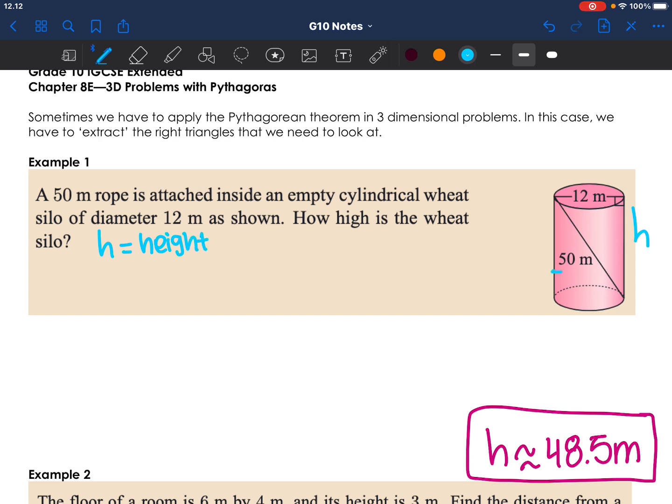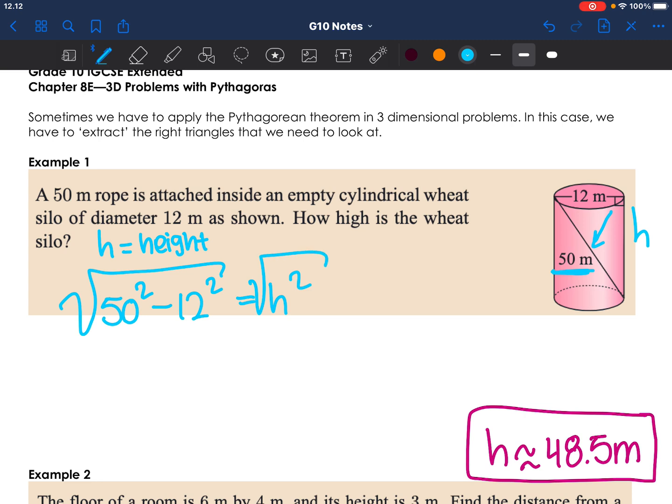Again, we know that 50 is across from the right angle, so that is the hypotenuse. So we know it's 50 squared minus 12 squared equals h squared. Or you can also just square root both sides, and you will get h is approximately 48.5 meters. Okay, that was easy.